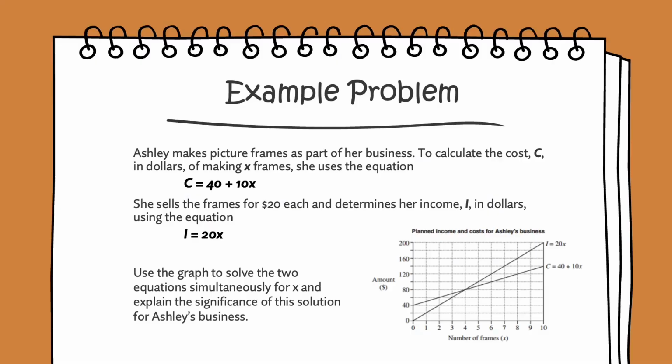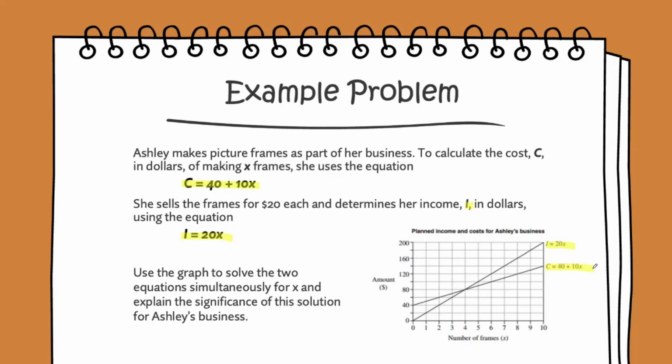where we have Ashley, who makes picture frames as part of a business, and to calculate the cost in dollars of making x frames, she uses the equation C is equal to 40 plus 10x. She sells the frames for $20 each and determines her income I in dollars using the equation I is equal to 20x. So you can see we're already given the two equations, and the graph as well. This top graph is I equals 20x, the income graph, and over here we're given the cost graph, so C is equal to 40 plus 10x.